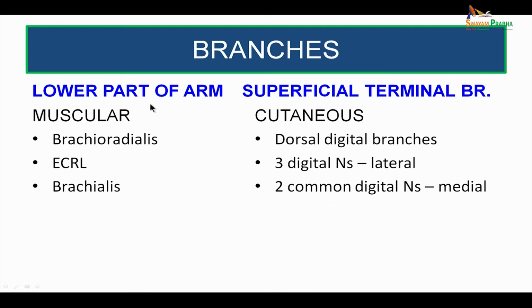Coming on to the lower part of the arm, it gives off entirely muscular supply to brachialis, brachioradialis and extensor carpi radialis longus. The superficial branch, that is a cutaneous division, gives off dorsal digital branches.